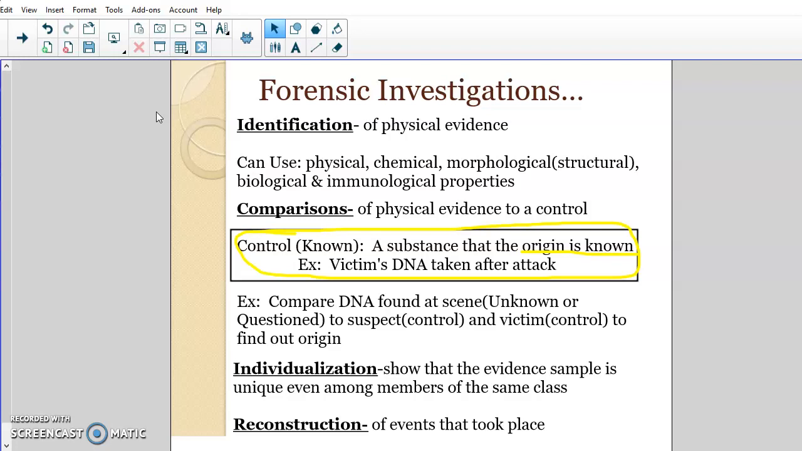Okay, so you're going to do comparisons, and then you'll do what's called individualization. You'll show that the evidence sample is unique among other members of the same class. So we'll talk more about this coming up, but basically you want to make sure, is your DNA sample 100% matched? It can't match anything else, which DNA is. And then the last thing you do is a reconstruction of events that take place. Once you go through the process of identifying, comparing, and individualizing all the different evidence, and then finding out what happened, you do a reconstruction of everything that occurred. Okay, so that's the process of a forensic investigation.